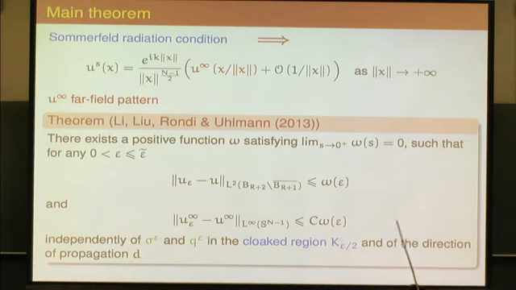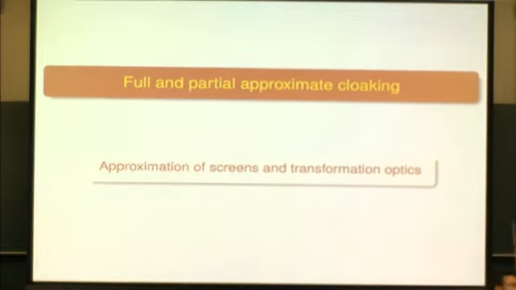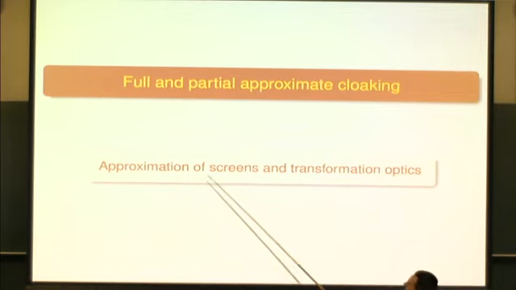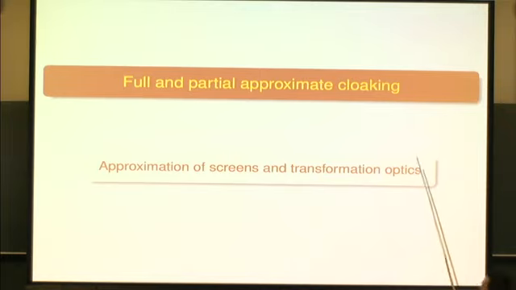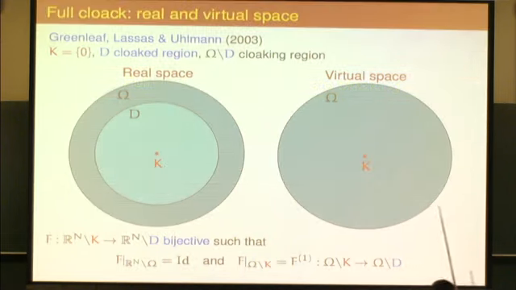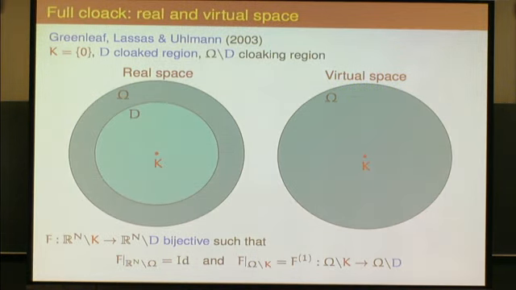And so to go really to full and partial approximate cloaking, the key point is going to be the previous approximation of screens, but I also need to use transformation optics. So now I'm going really towards cloaking, and so I'll start with classical results.